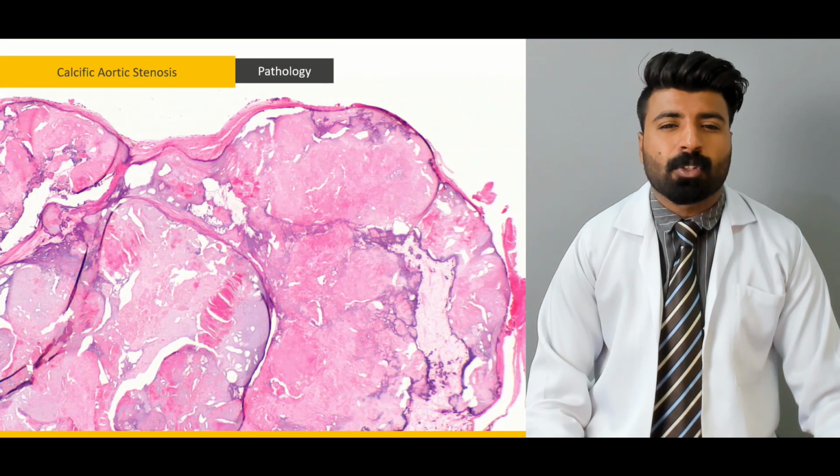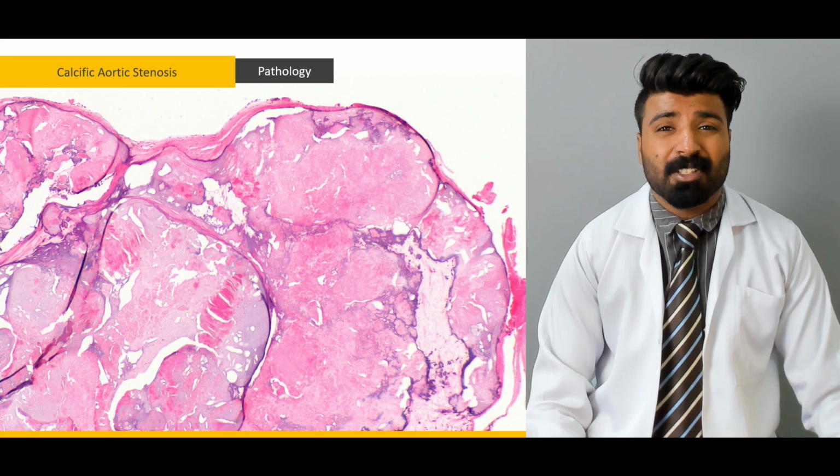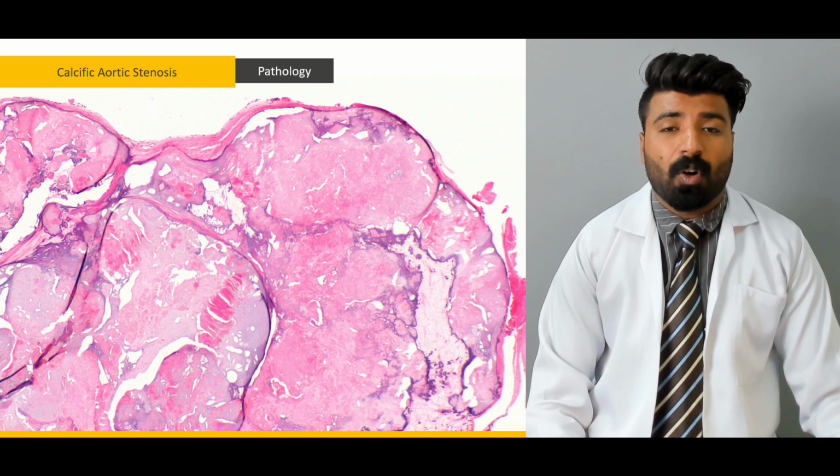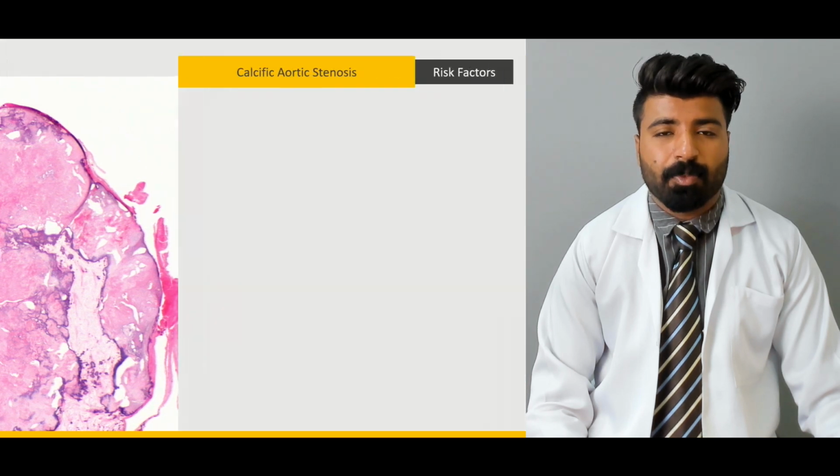Next on, what's the pathology of calcific aortic stenosis? You can see a lot of calcium there, a lot of connective tissue there, myxomatous connective tissue there. So all of that pathology may lead to the development of calcific aortic stenosis.